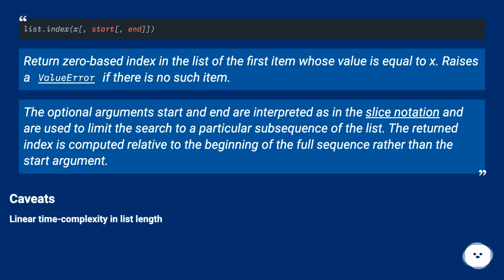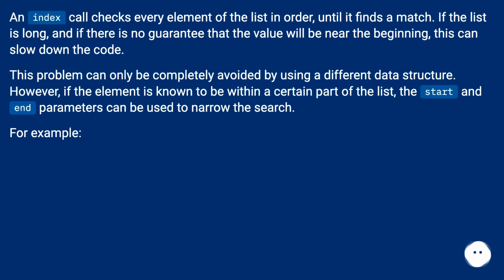Caveats. Linear time complexity in list length. An index call checks every element of the list in order until it finds a match. If the list is long, and if there is no guarantee that the value will be near the beginning, this can slow down the code. This problem can only be completely avoided by using a different data structure.